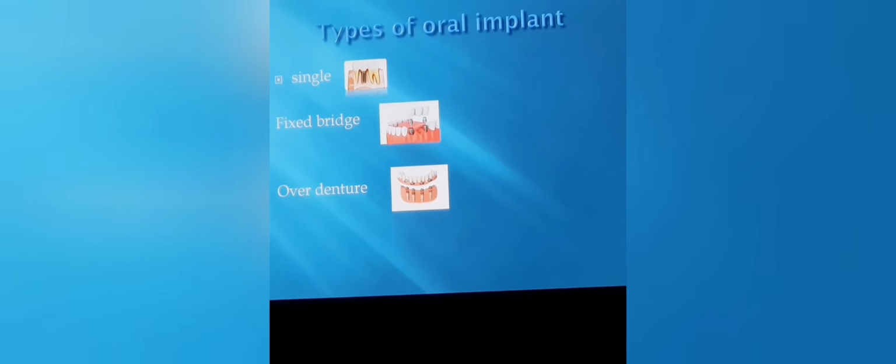Okay, with the types of the oral implant, we can use it to replace a single tooth or multiple teeth like a fixed bridge, or an overdenture if we have lost all the teeth in the alveolar bone or in the mouth.